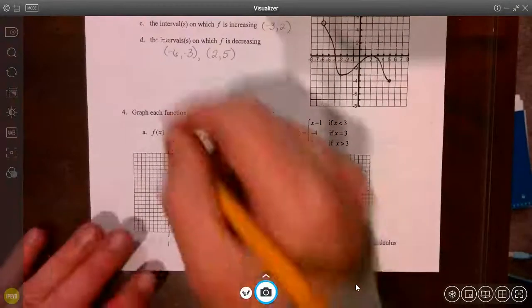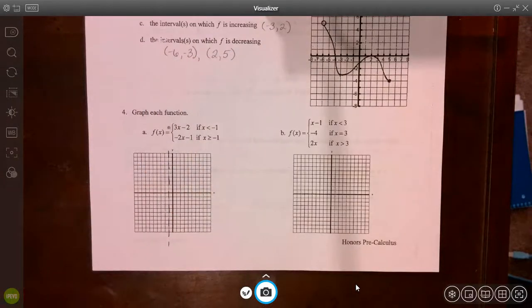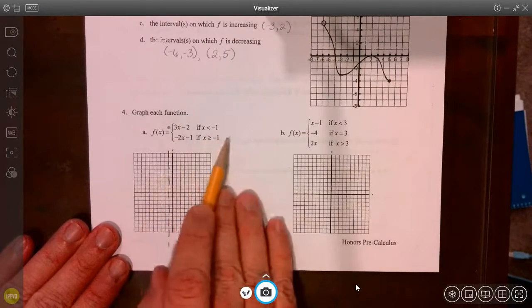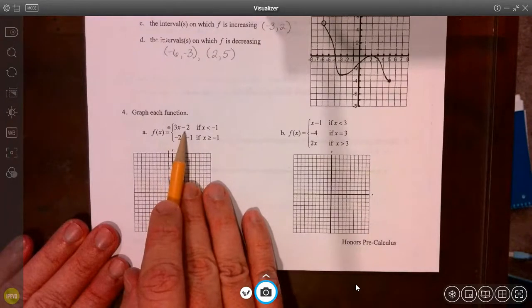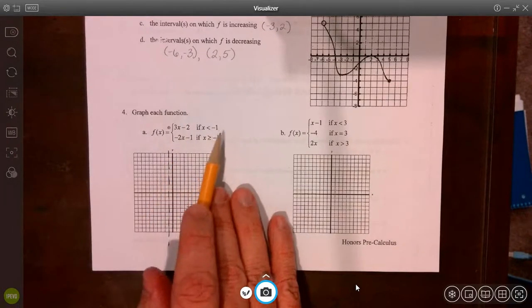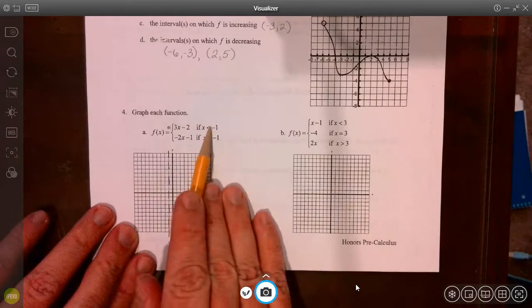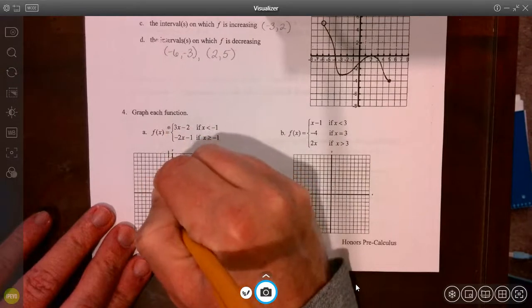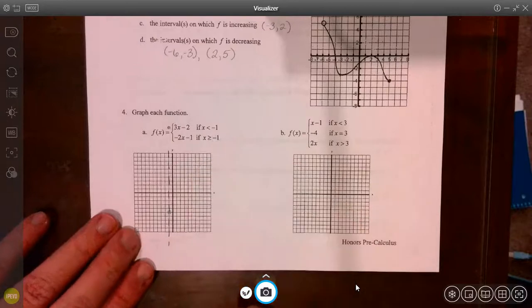All right, I'll do this first piece here in pencil. First thing we want to do is plug my condition in. When I plug -1 in for x, we get -3 minus 2 is -5. So we have the point -1, -5. That will be an open circle because this is just a less than. So -1, -5, that open circle right there.